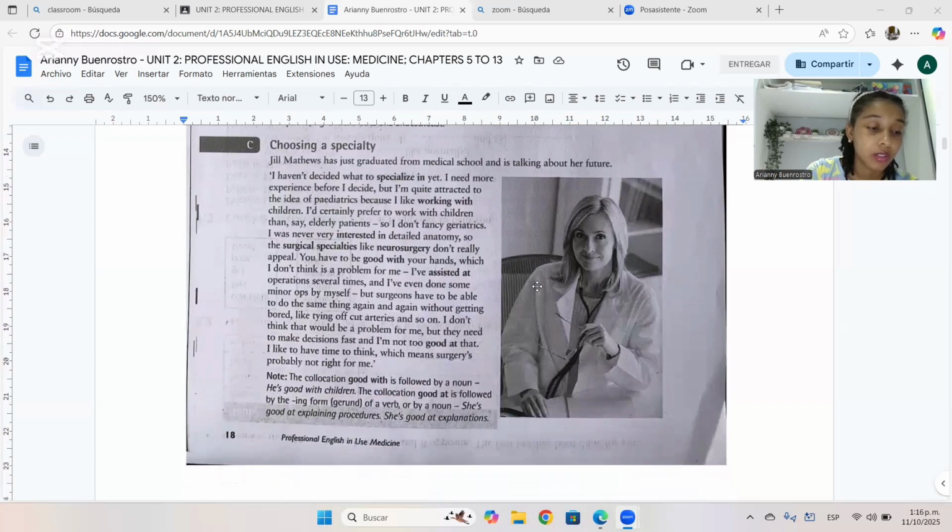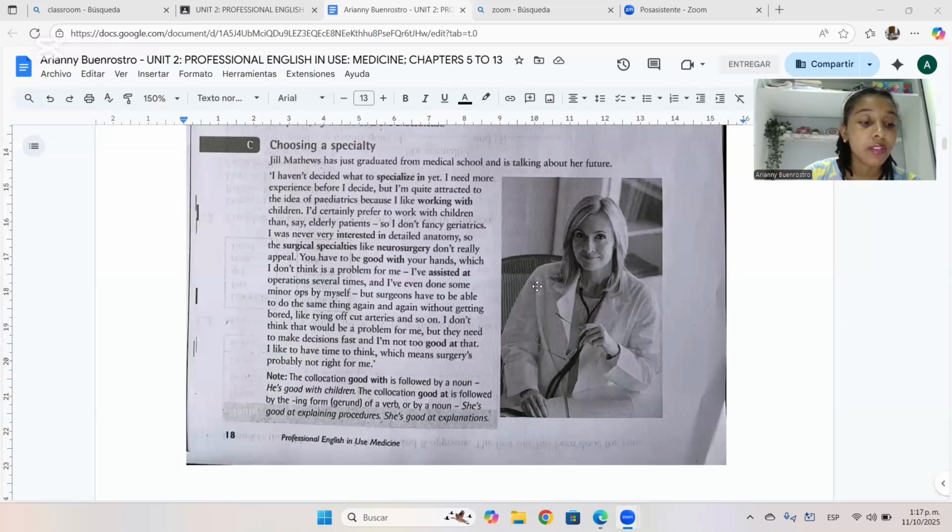Part C. Choosing a specialty. Jill Matthew has just graduated from medical school and is talking about her future. I haven't decided what to specialize in yet. I need more experience before I decide, but I'm quite attracted to the idea of pediatrics because I like working with children. I certainly prefer to work with children than, say, elderly patients, so I don't fancy geriatrics.